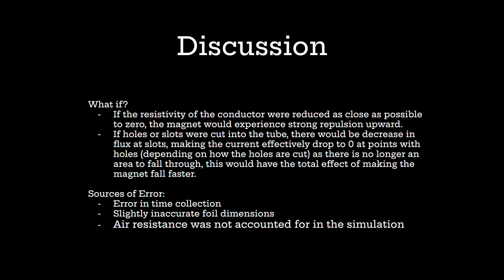So as for the what-if questions, one of them is: what happens if the resistivity of the conductor was reduced to be as close as possible to 0? My response to this is that we would experience a very, very strong repulsion upward. Why is this? Well, in the process of calculating your I, or your current, you have to take your change in flux and divide it by R. So if you were to reduce R as close as possible to 0, so it's not undefined, but at the same time it's incredibly small, then you would end up with a very, very large current. Considering that your current is used in the formula to find your force, that would create a very, very strong force upwards, essentially causing a repulsion.